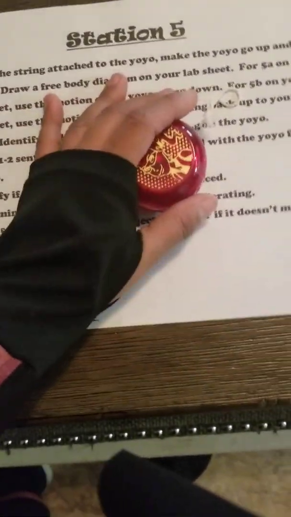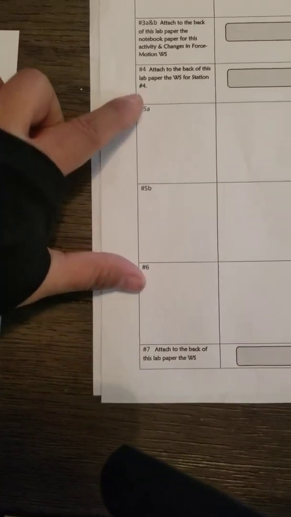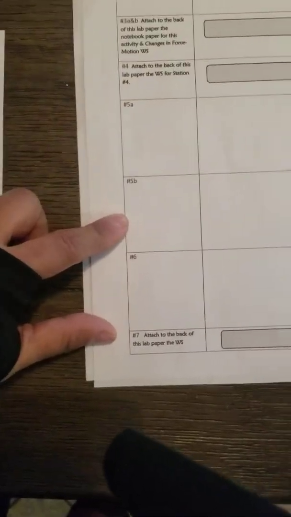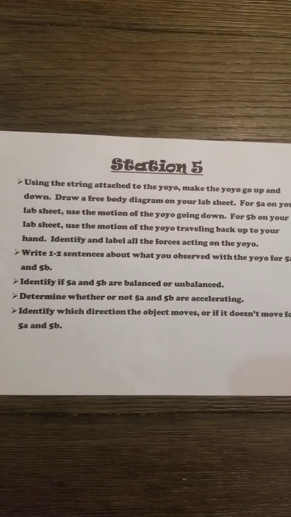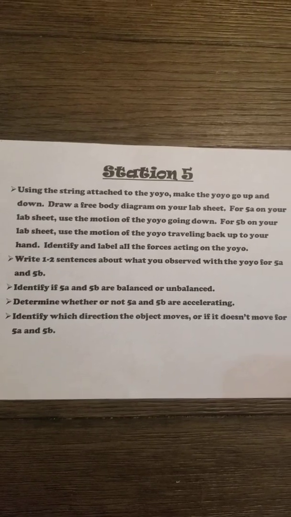Let's go to station 5. Station 5 has an A and a B. Okay, so let's read station 5. Station 5 says, using the string attached to the yo-yo, make the yo-yo go up and down.